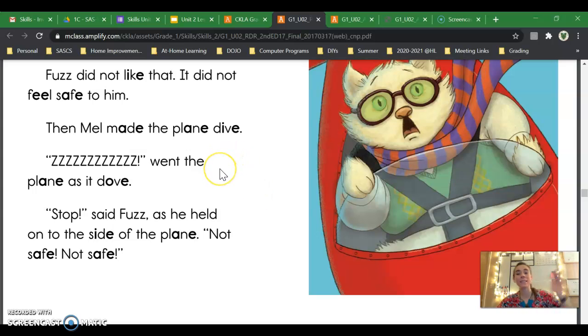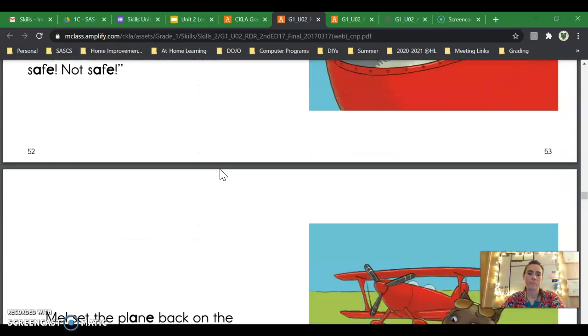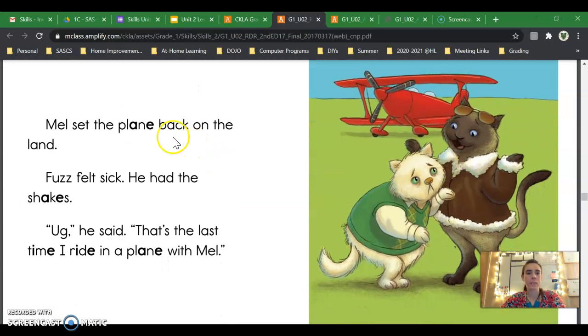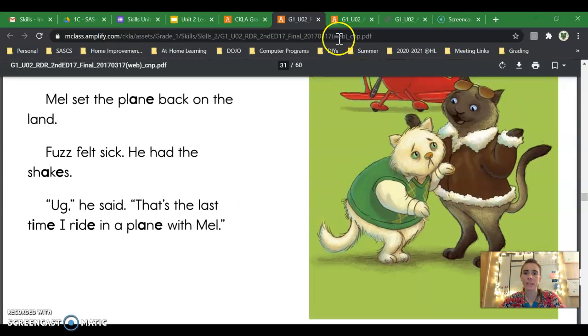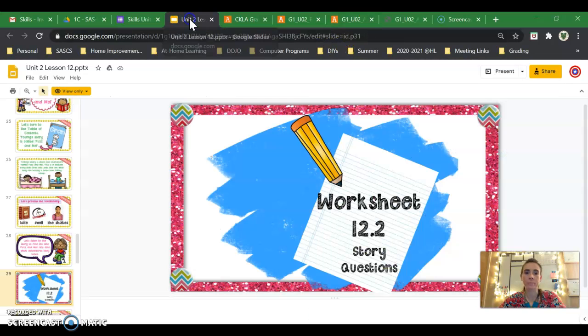Zzz, went the plane as it dove. "Stop," said Fuzz as he held onto the side of the plane. "Not safe, not safe." He was getting the shakes. Mel set the plane back on land. Fuzz felt sick. He had the shakes. "Ugh," he said, "that's the last time I ride in a plane with Mel." He was very nervous after his plane ride.